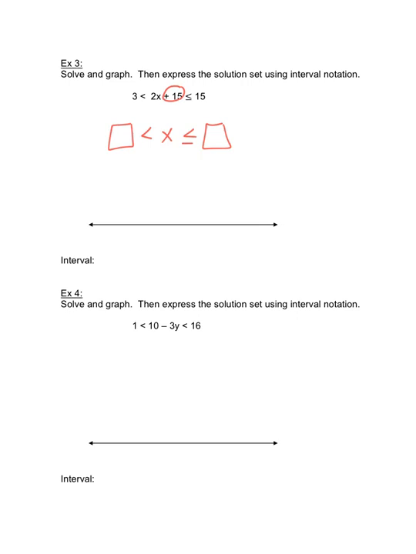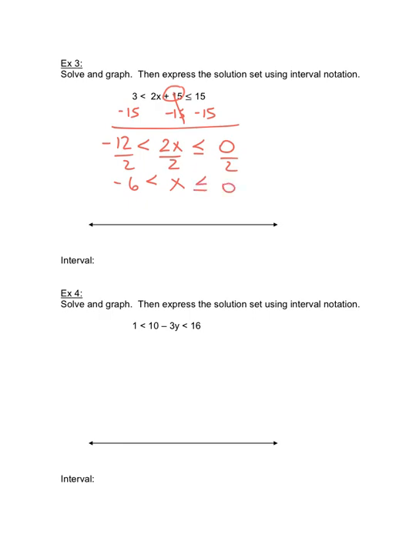So what I'm going to do is, let me erase this. I'm going to subtract 15, but I'm going to do that 3 times. Once from the middle, once from the left side, and once from the right side. It's like you have 3 sides. Now I start from the middle. 2x is greater than negative 12, and it's less than or equal to 0. Divide by 2. Divide by 2. Divide by 2. Everything gets done 3 times. So now I have x is greater than -6 and less than or equal to 0.